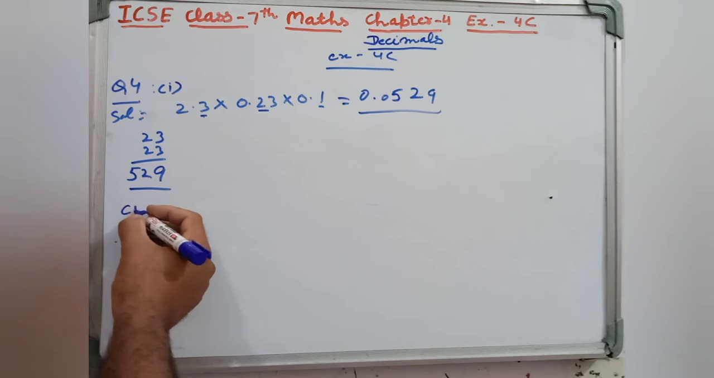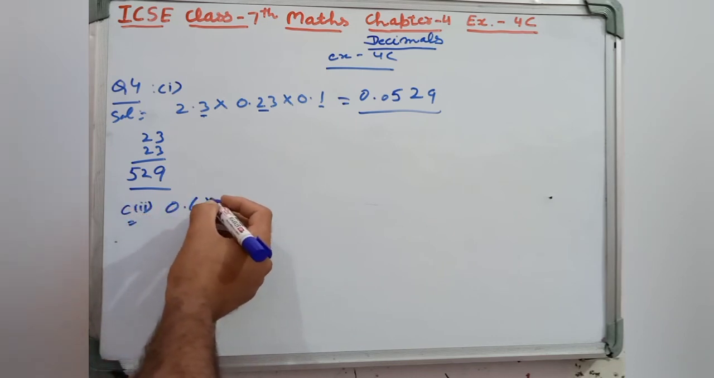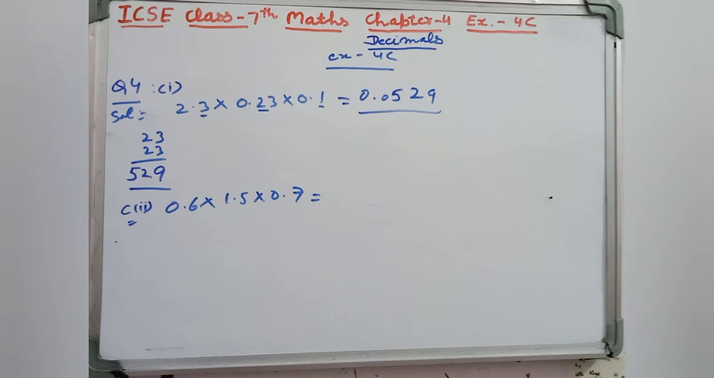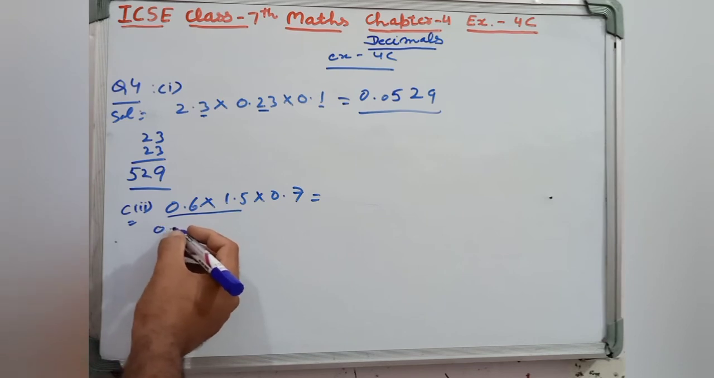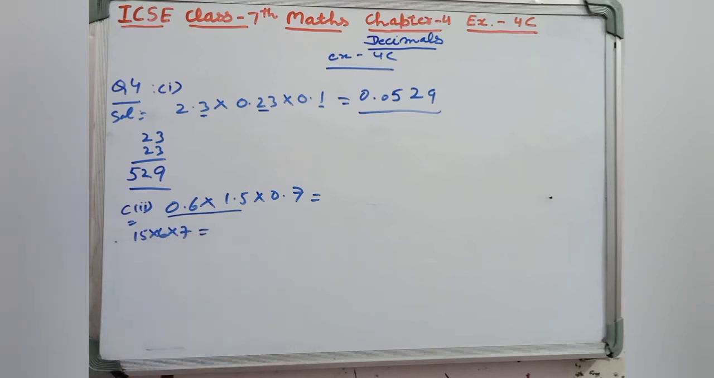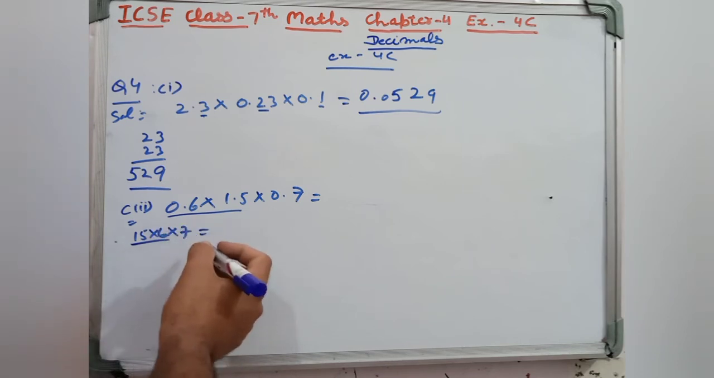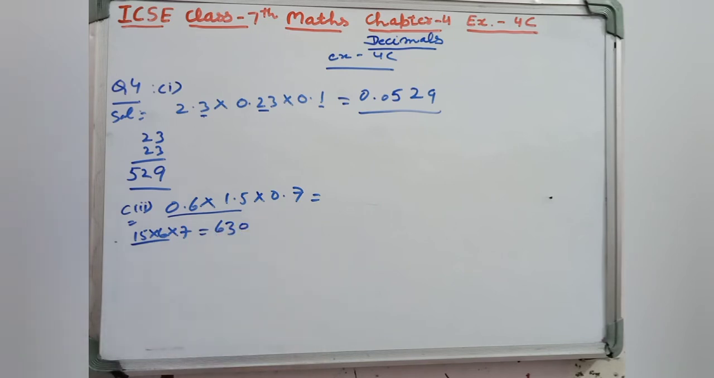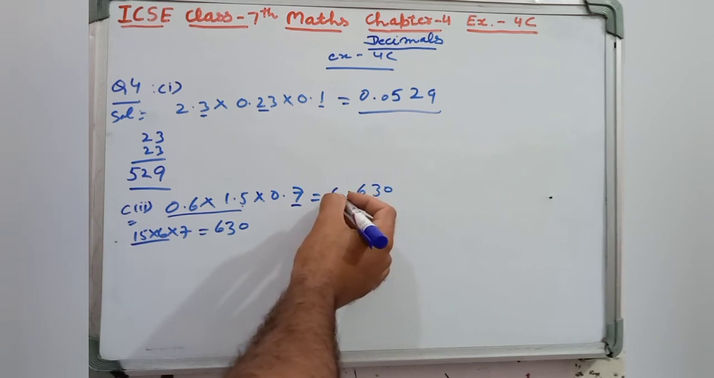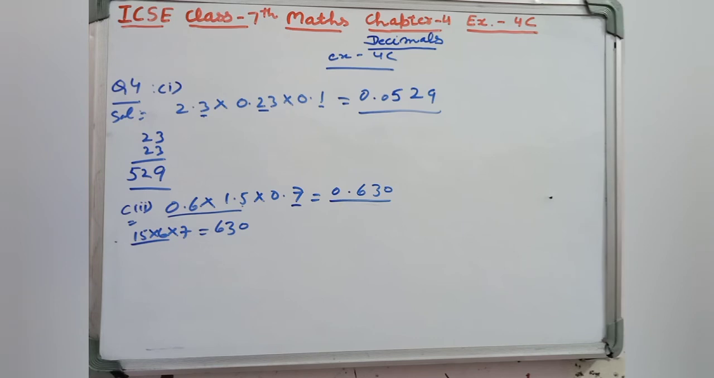Now take part 3, which is 0.6 multiplied by 1.5 multiplied by 0.7. Now, three decimals. Those who have done it first, we will do 15 multiplied by 6 simply in this way without decimals. 15 times 6 is 90, 9 times 7 is 63, our answer is 630. And now counting decimal places: 1, 1, 3 decimal places, our 0 will be here and our decimal will be here. 0.63, right? So you can do it easily.